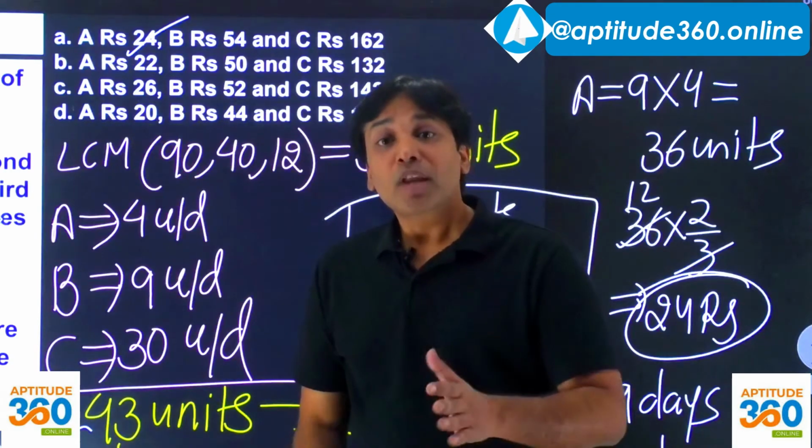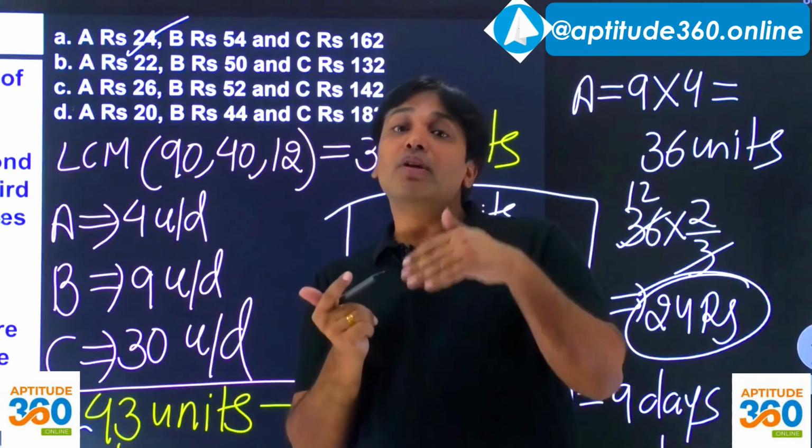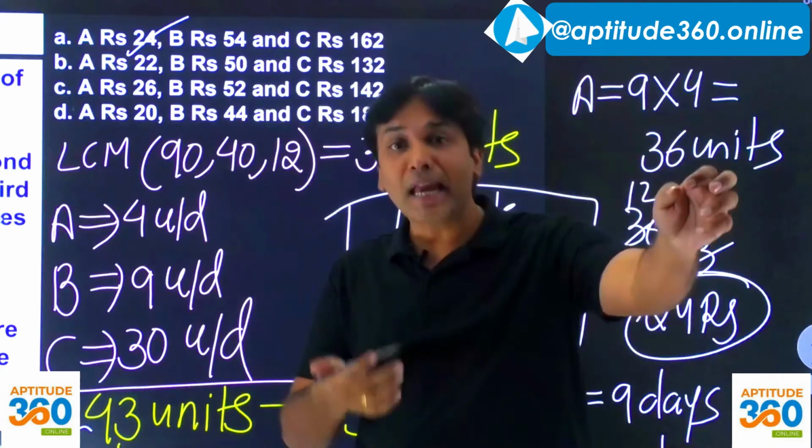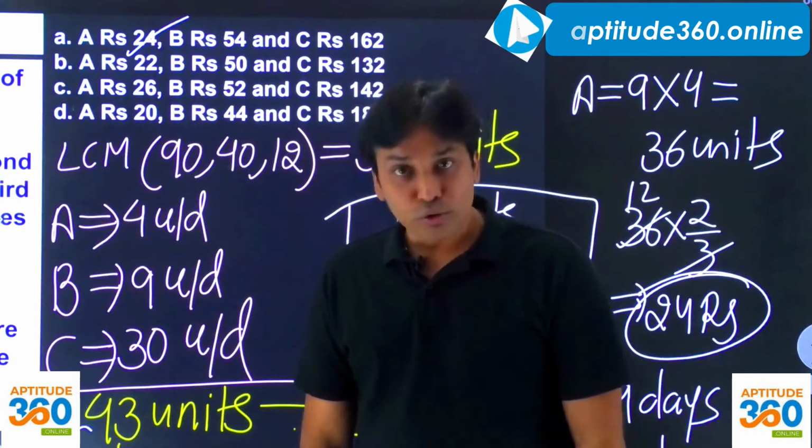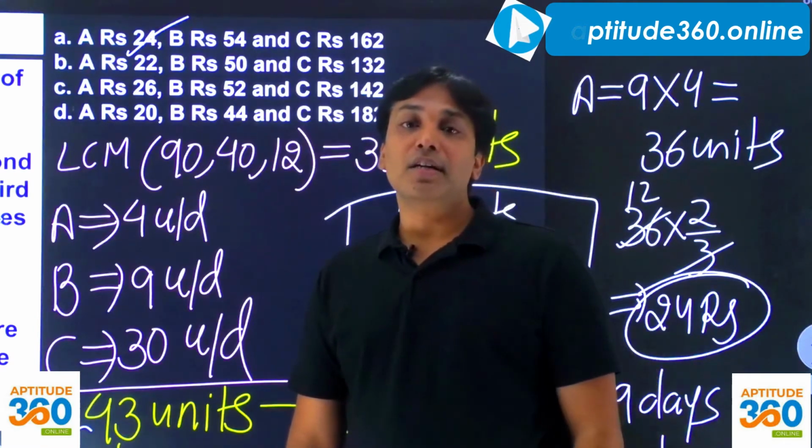Isn't it simple? If you really want to, there are people who will religiously be finding out the value for A and then value for B and then value for C, and then they will go and check the options. Please don't do this. You can save 30-40 seconds.